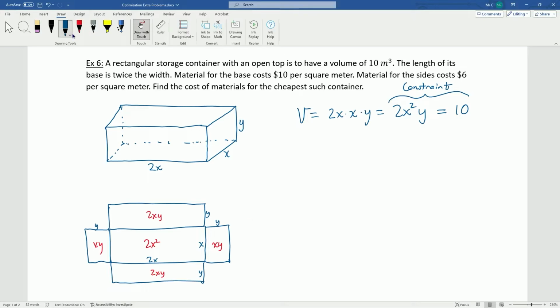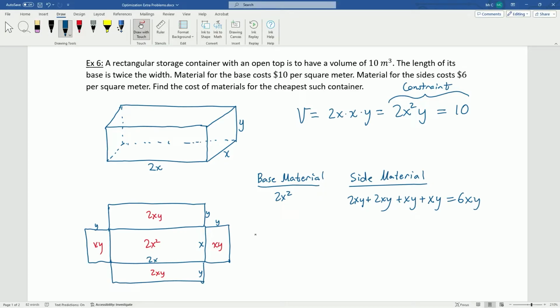So now, let's take a look at the base material. How much base material do we have? Well, that's just this part in the middle, 2x squared. And how much side material? Well, that's all of these components here. We've got 2xy plus 2xy, that's the two long sides, plus the two other sides, xy and xy. So I've got 4xy, 5xy, 6xy.